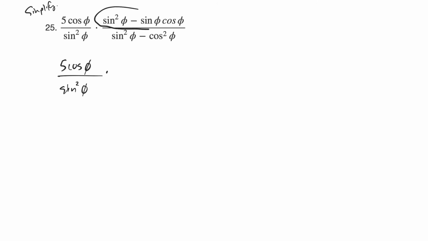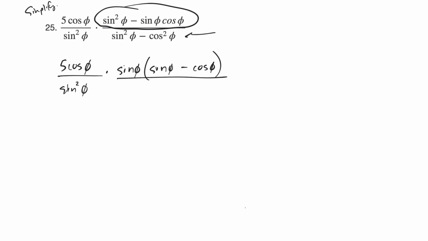Now here, I think I can factor that. I think I can factor a sine out, and I'd be left with sine minus cos. And then on the bottom, this is a difference of squares. It's just like x squared minus 9, where you get x minus 3, x plus 3. Same thing there. So it'd be a sine minus cos and a sine plus cos.